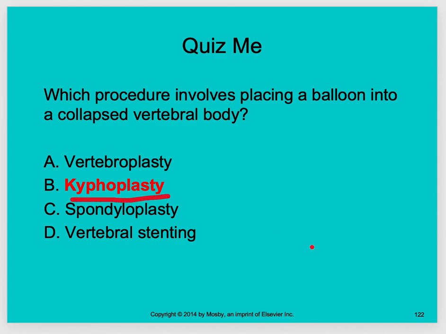So there's a lot in this section. Make sure that you kind of break it out and chunk it so you know what's going on and the different procedures.